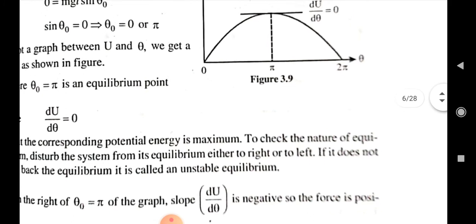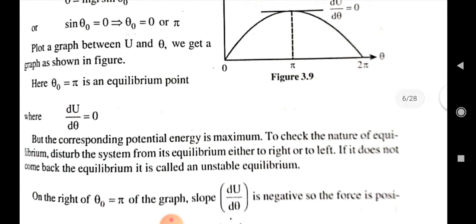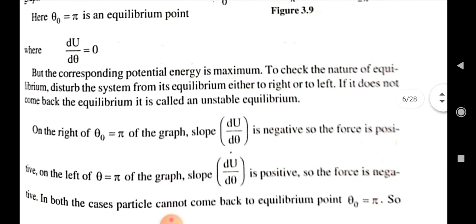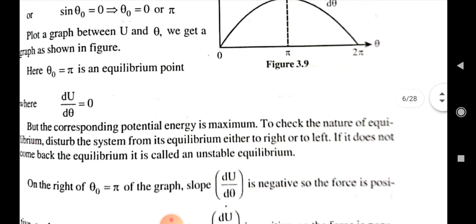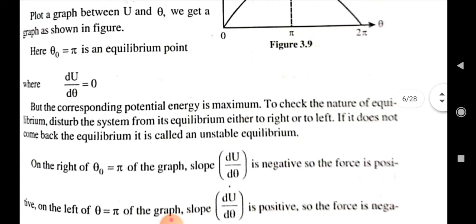And again, on the left hand side, what will be the effect? du by d theta is positive, which means the force is negative. Again the particle will move away from the equilibrium. From left and right, the particle cannot be brought back to the equilibrium position. So such a position is an unstable equilibrium point, and in the previous case it is a stable equilibrium point.